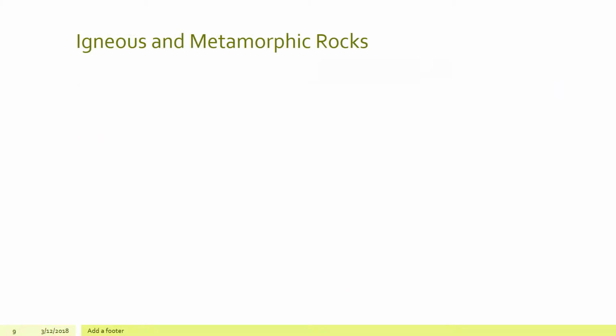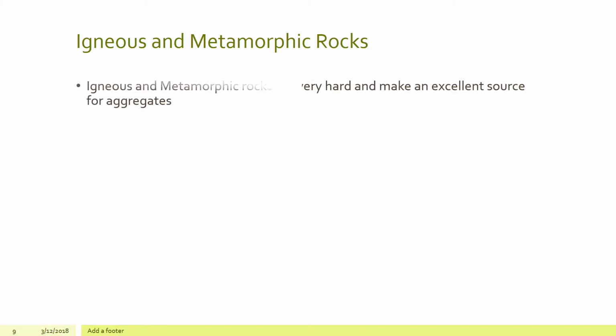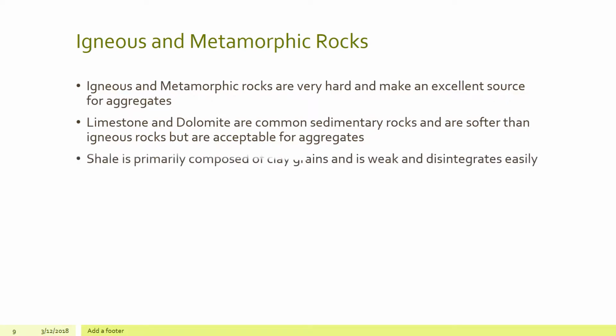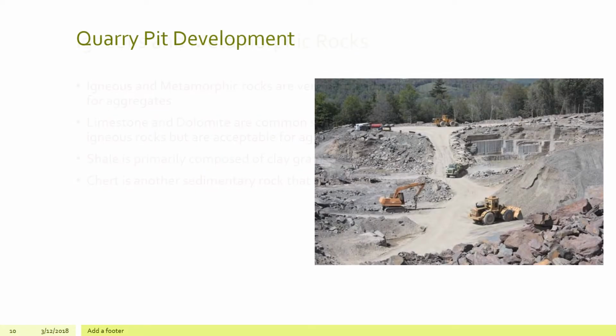Igneous and metamorphic rocks, if we take a look at them, are very hard rocks that make an excellent source for aggregate materials. Limestone and dolomite are common sedimentary rocks that are softer than igneous rocks but are acceptable for aggregate use. Shale is primarily composed of clay grains and is weak and disintegrates easily. Chert is another sedimentary rock that also disintegrates easily.